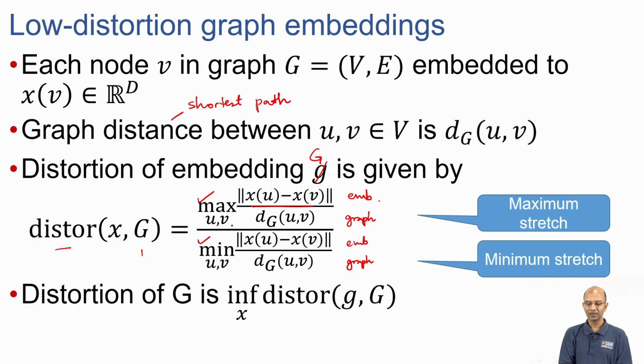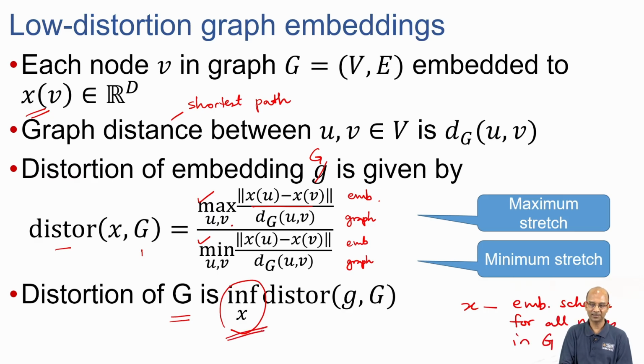Also, the hardness of embedding a graph G in general would be the smallest distortion I can get with regard to any embedding scheme. So, you could think of X as providing an embedding scheme for all the nodes in the graph. And no matter how smartly we choose X, the embedding scheme, we are going to get a distortion of at least this quantity, the infimum over X of the distortion of X with regard to G.